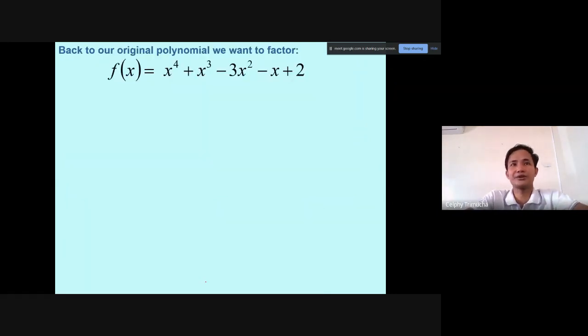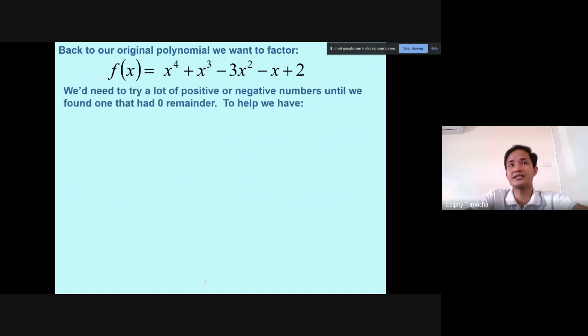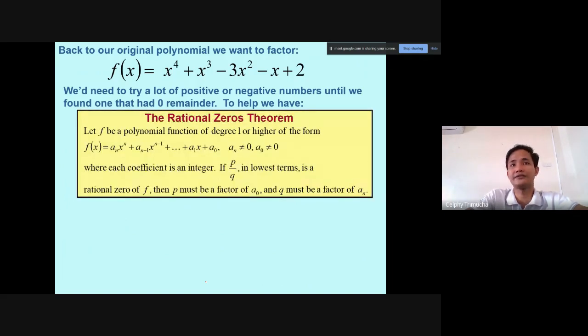So back to our original polynomial na gusto i-factor, we are given x to the fourth, x cubed, negative 3x squared minus x plus 2. We need to try a lot of positive or negative numbers until we find one that has zero remainder. To help, we have the rational zeros theorem.